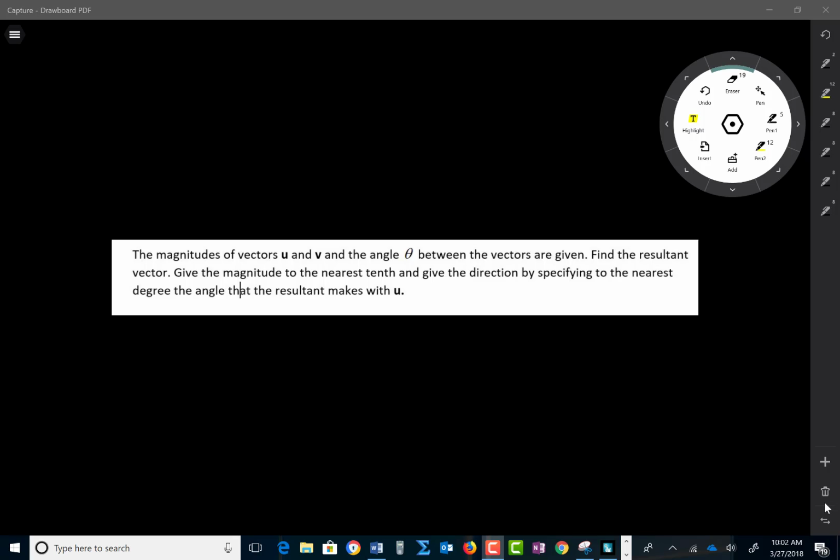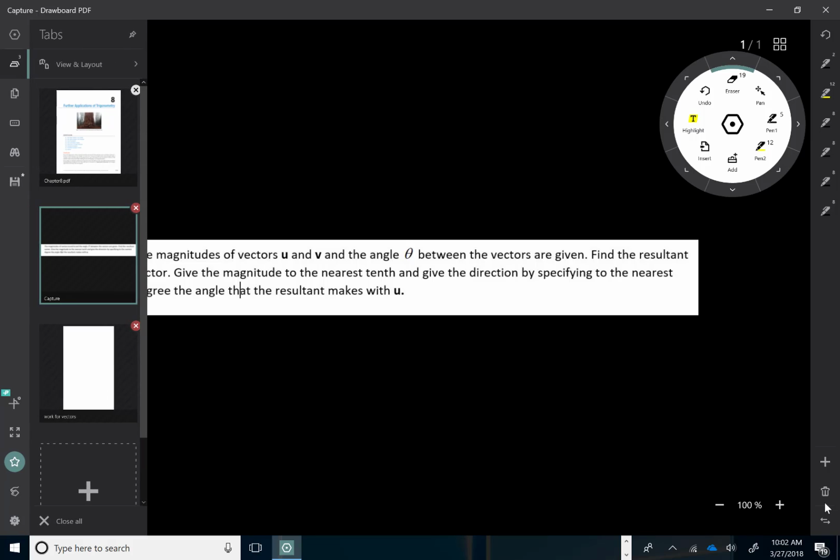So this is saying that in this particular problem they're going to give you the magnitude of two vectors and they're going to give you the angle between them, and they actually want you to find the resultant. So they want you to add the two vectors and they want you to find the angle that u makes with that resultant. So let me give you two of them.